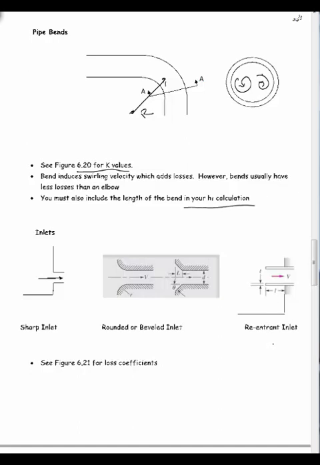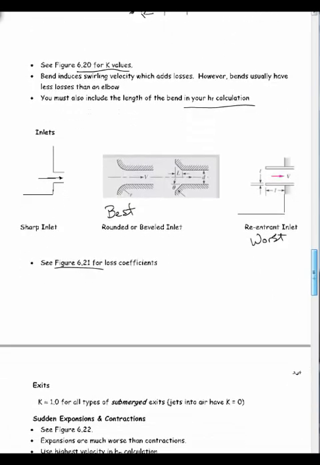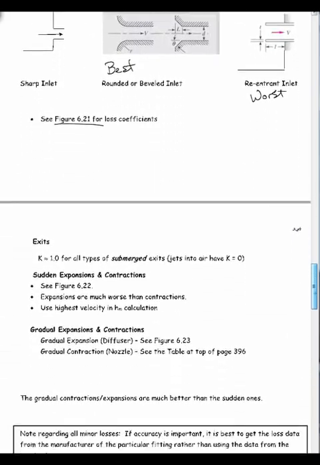Inlets, be careful. It's easy to forget about the inlets, but inlets also will cause some losses. Best inlet is these rounded inlets. Worst would be these re-entrant inlets. Figure 621 has loss coefficients for those. So, just get used to looking those up. It's not too hard.